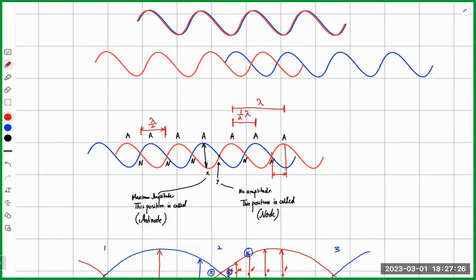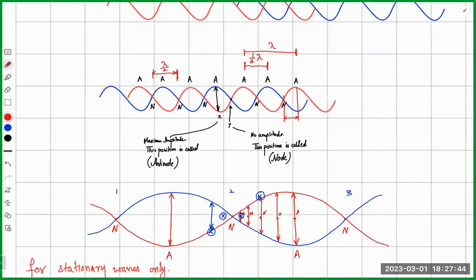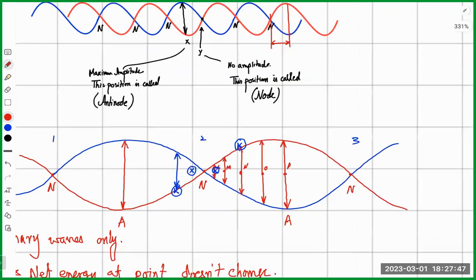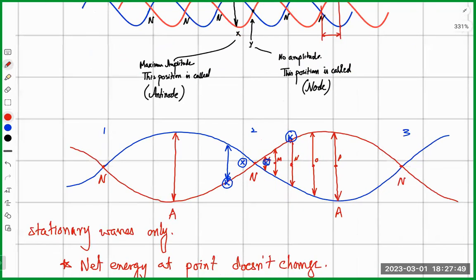Node means a point with no energy, and antinode means a point with maximum energy. And there will be points in between as well. Some points have maximum energy, that are at the position of antinodes, and the points that have no energy at all are at the position of nodes. This is a more detailed diagram of nodes and antinodes.